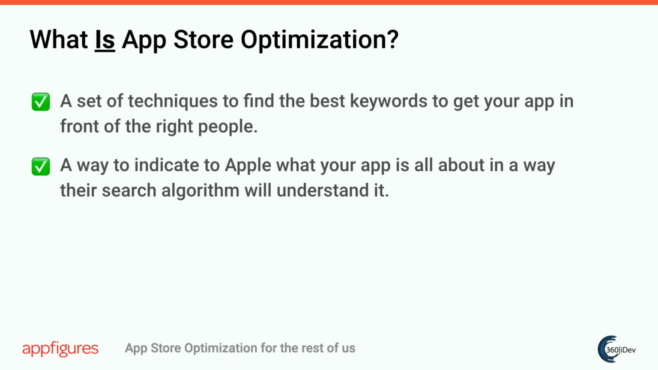I know we talk about algorithms all the time, and there was just a good talk by Joe, who's here in the back, I think. I see Joe in the back, about algorithms. And ASO is really, in part, an algorithm problem. If we can figure out what Apple does to display apps in search results, we can actually optimize our app to show up where it needs to show up. And I'm going to be talking about that today.